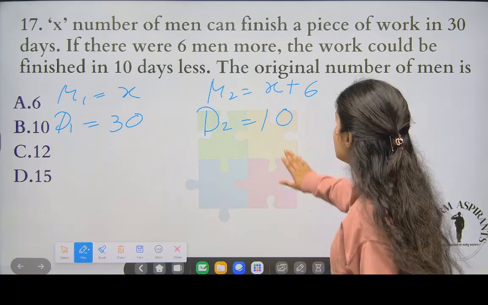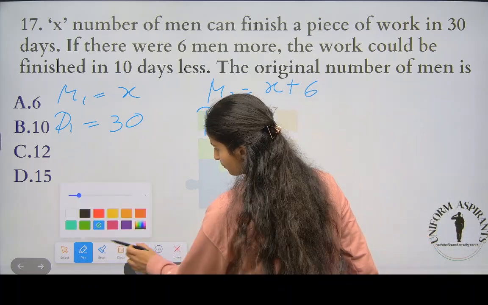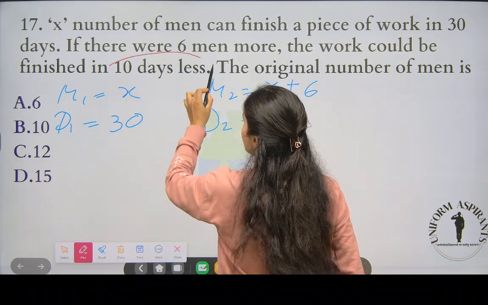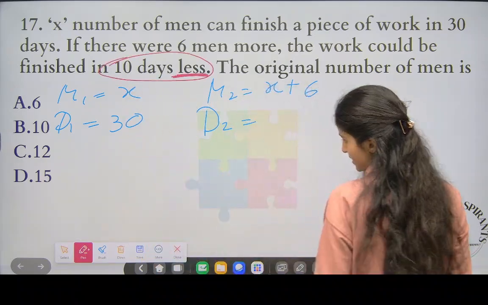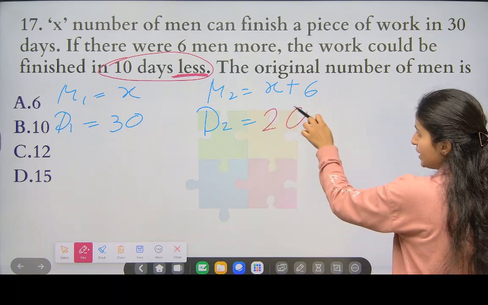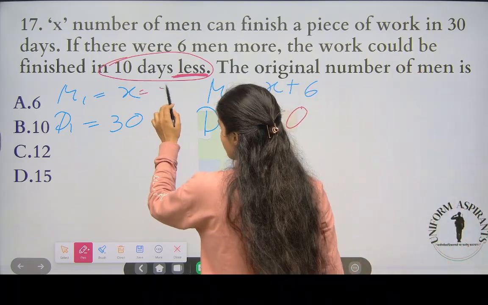Fine. 10 days less. What is meant by 10 days less? Not in 10 days. Focus on this. 10 days less. Less is important. Okay, 10 days less, so the work will be done in 20 days. The original number of men is what we have to find. We have to find x.